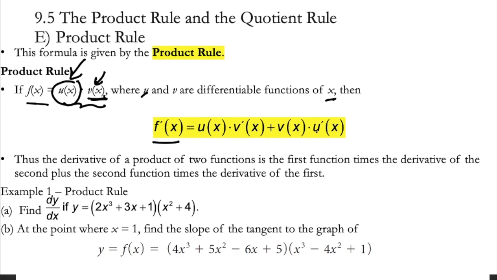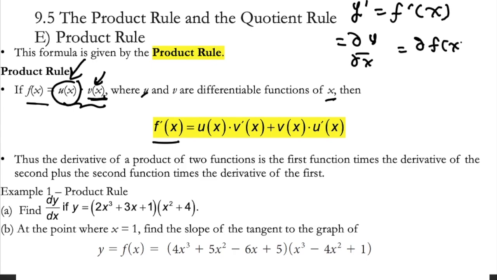Okay, so let's look at the first example. A, find dy over dx if y equals this. But before I proceed, in the previous slides I did mention that you can also write it as delta y over delta x, or delta f(x) over delta x. But here, you can see it uses d instead of delta. What does it mean? When is the right time to use d? When is the right time to use delta? If you see here, y depends on only one variable, which is x.